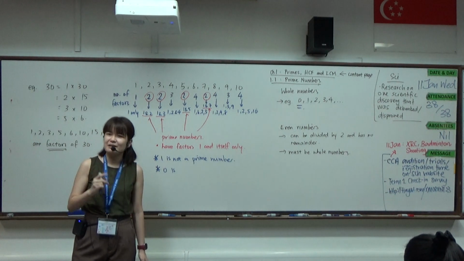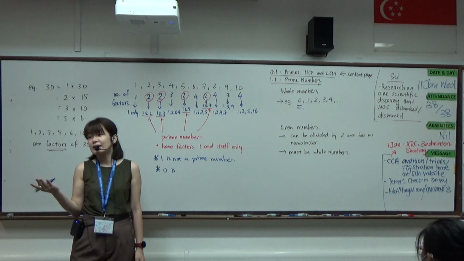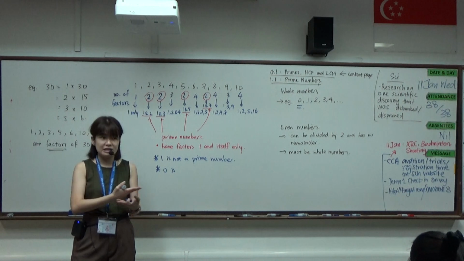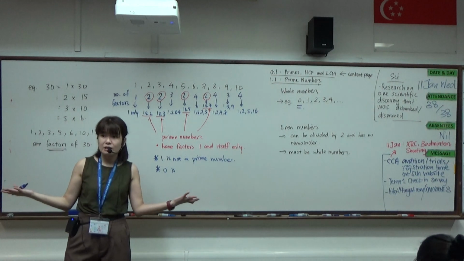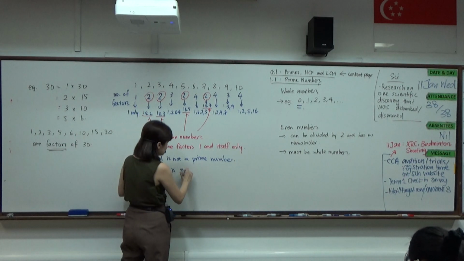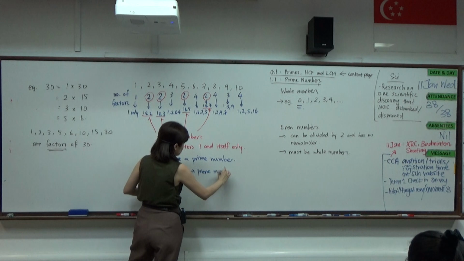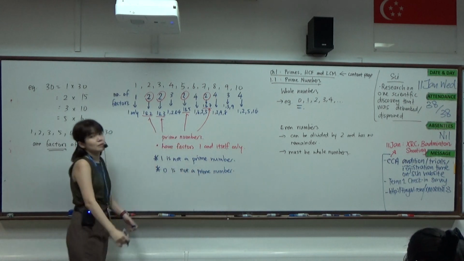You can take 0 divided by 1, 0 divided by 2. Just that the value ends up to be 0. So 0 actually can be divided by many numbers. It's not just 2 numbers. So therefore 0 is not a prime number.